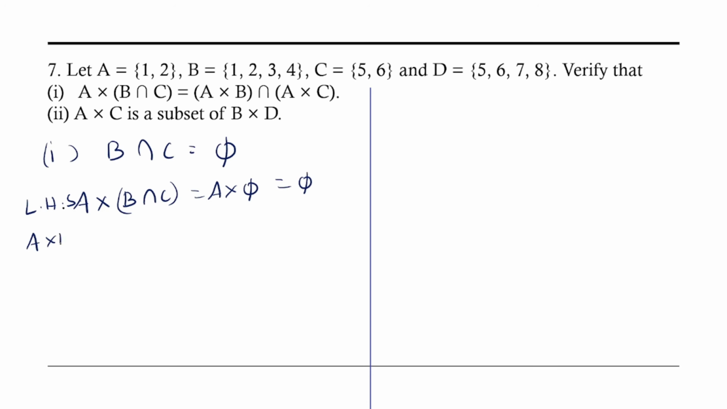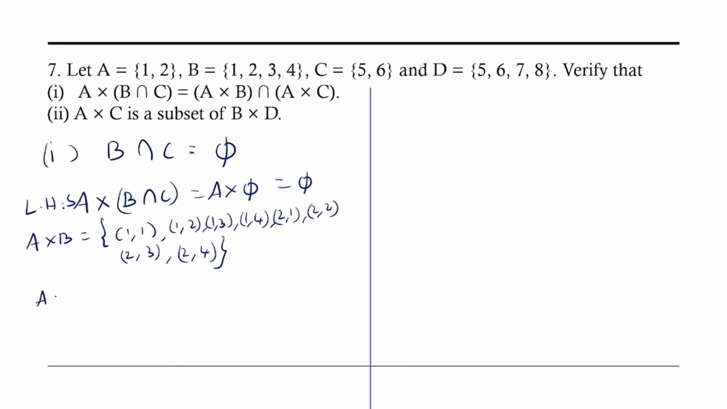So A cross B is equal to the ordered pairs (1,1), (1,2), (1,3), (1,4), (2,1), (2,2), (2,3) and (2,4). This is A cross B. Then A cross C is (1,5), (1,6), then (2,5), (2,6).